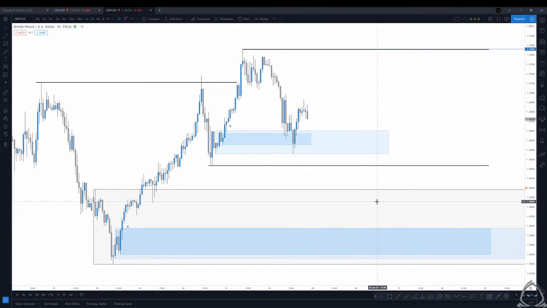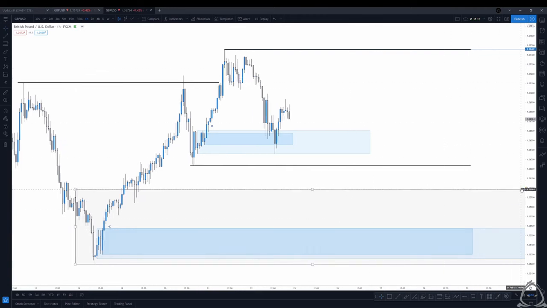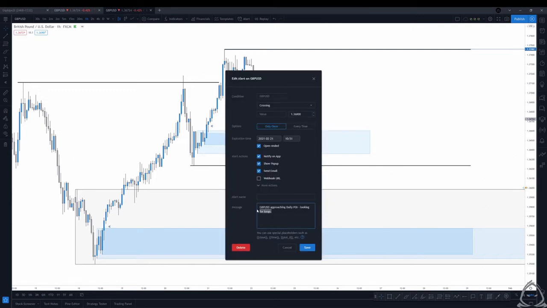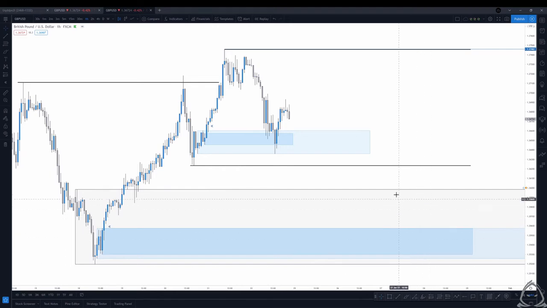So we have our order block set up. And again, I have my alert set already at 136. You can see this one's maybe not as detailed as the one I did in Aussie dollar, but I have a little description: approaching daily POI, looking for longs. I know what that means, but that's what I just tell myself. I want to be able to give myself the best little bit of information to actually take a trade.